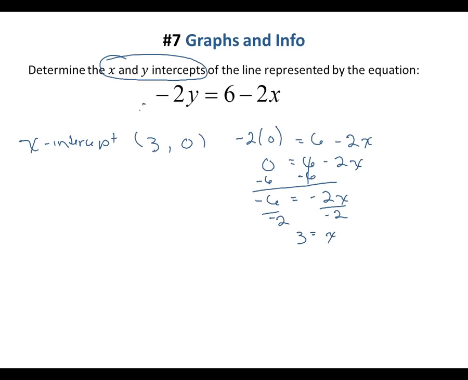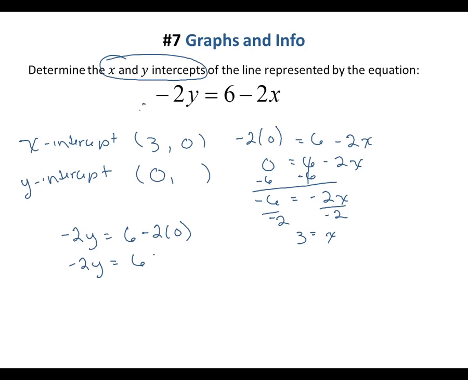That's going to give us negative 2 times 0 equals 6 minus 2x. All we did is plug in 0 for y, because at the x-intercept, the y-coordinate is always 0. Well, what happens here, guys? Negative 2 times 0 is 0. So you're just going to keep simplifying, solving for x here. What's the next step? Subtract the 6. So we have negative 6 equals negative 2x.